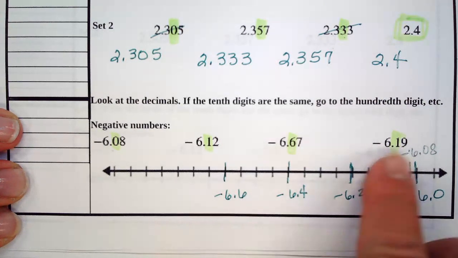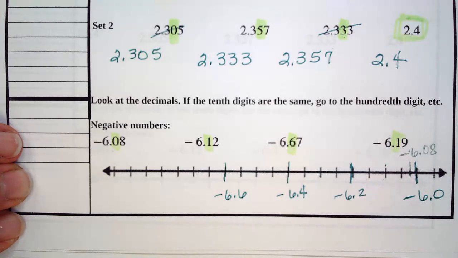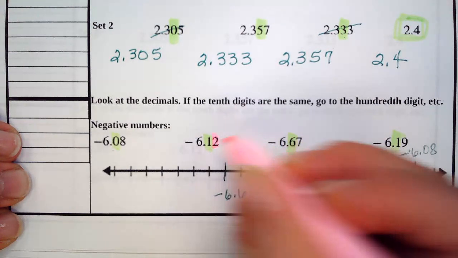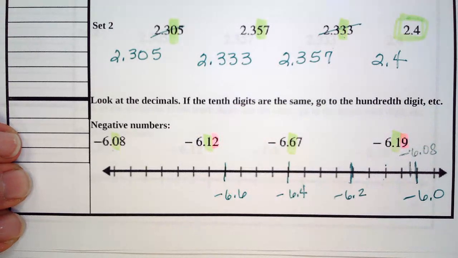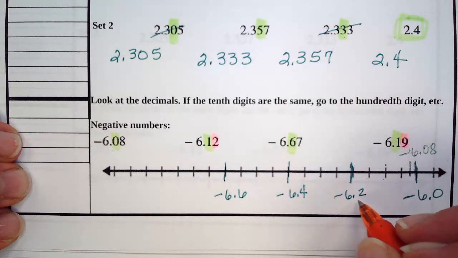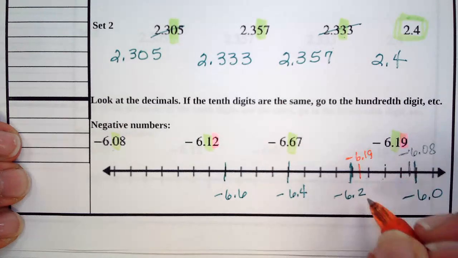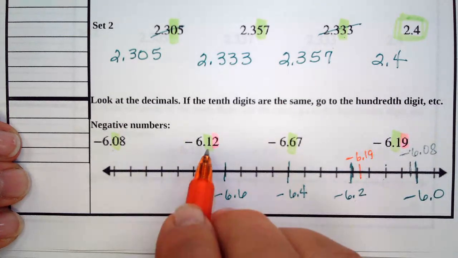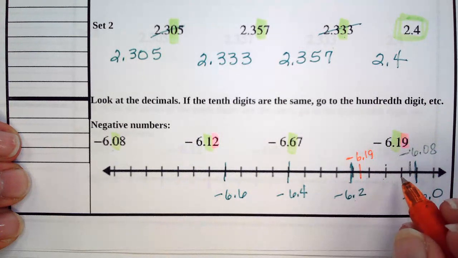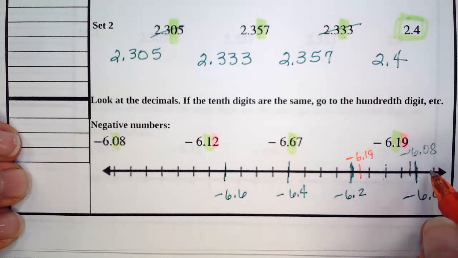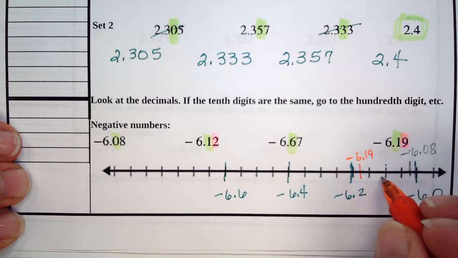Okay, I've got 6.12 and 6.19. So this time I have to go one more digit over. Now 6.119, I know it's going to be really close to 6.2. Where 6.12, if this is 6.18, 6.08, 6.12 is going to be really close to 6.1.